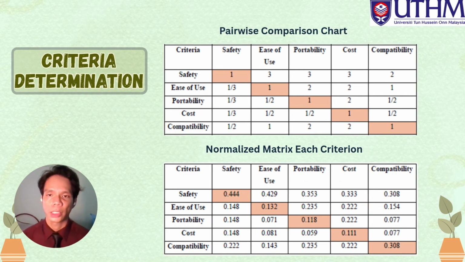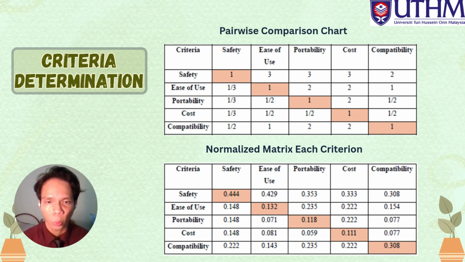So the next part is the criteria determination. We have two tables over here. The first table is the pairwise comparison chart. I have listed 5 different criteria, which are safety, ease of use, portability, cost, and compatibility. I use the score from 1 to 3 only. For the same criteria, which is cross section, you can see I put the score of 1 for each, which is the same. For the most important criteria, I put score 3, and for the least important I put 1/3.